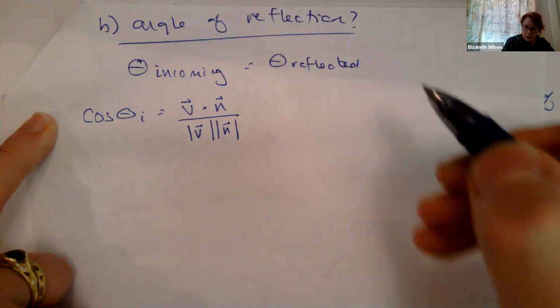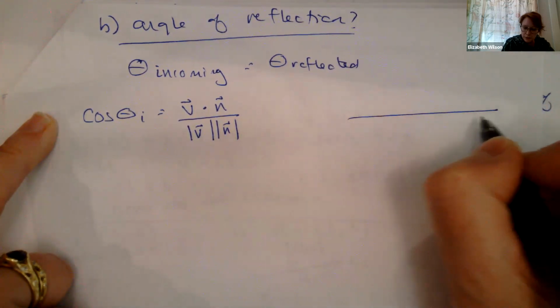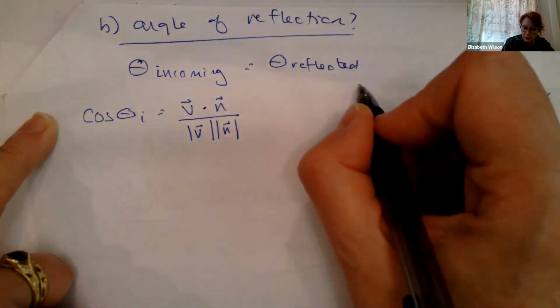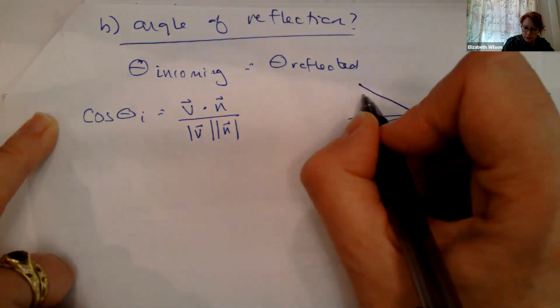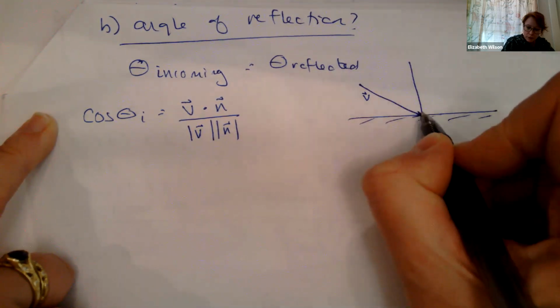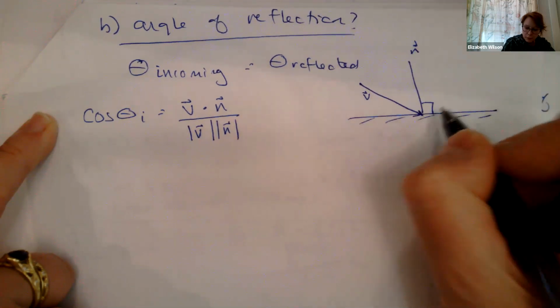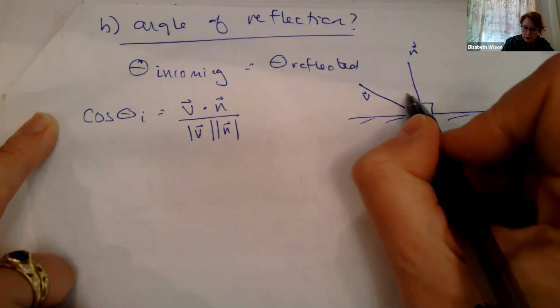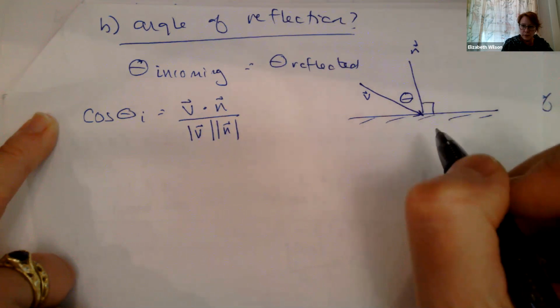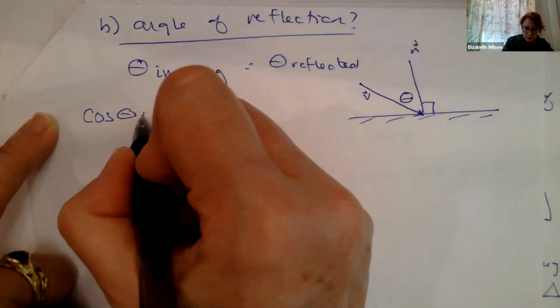Let's remember what's happening. I've got my surface. I've got my incoming vector, this is V. And I've got my normal. These are the things that I know. So what I'm going to do first is call this theta.